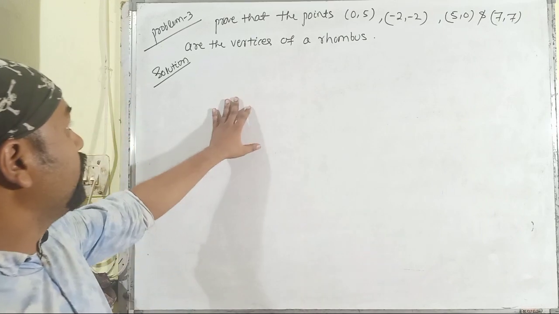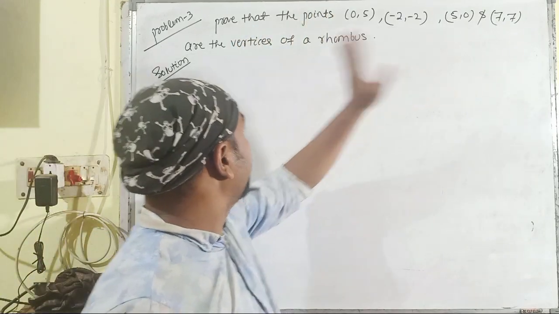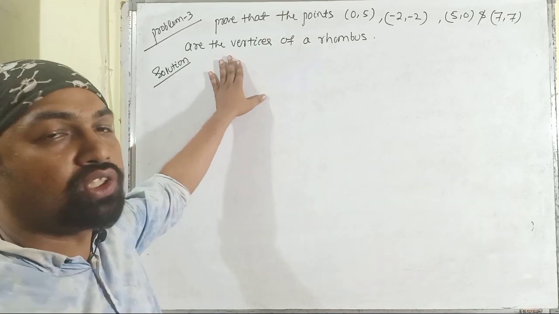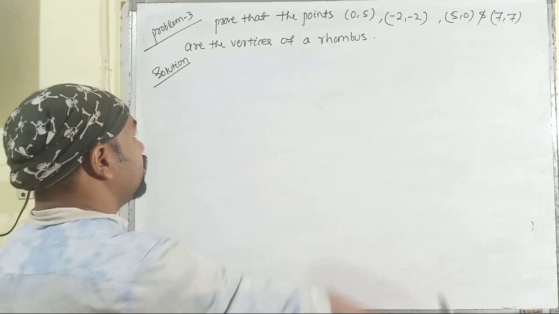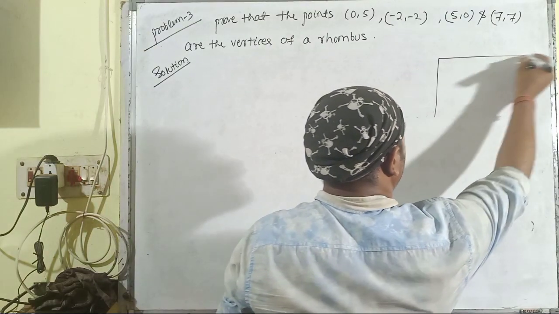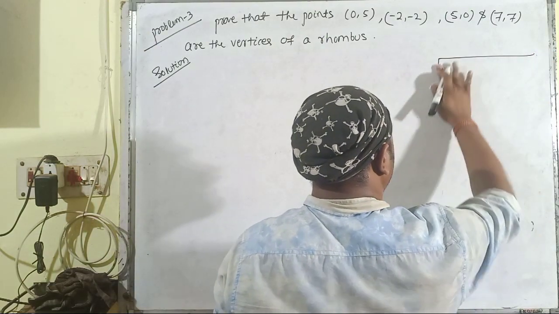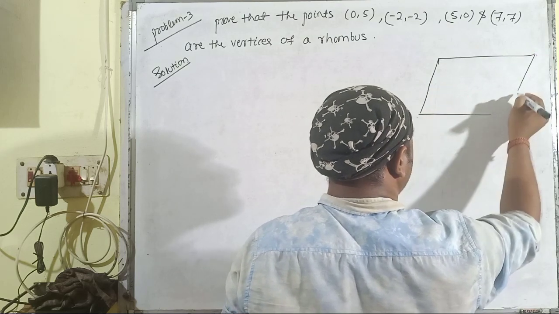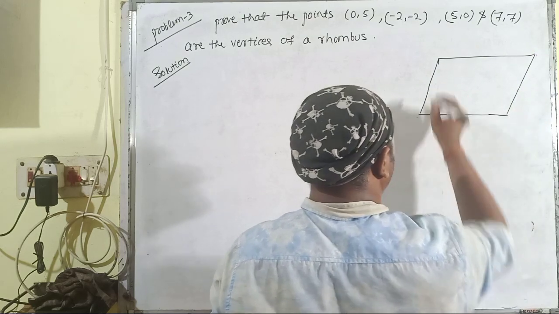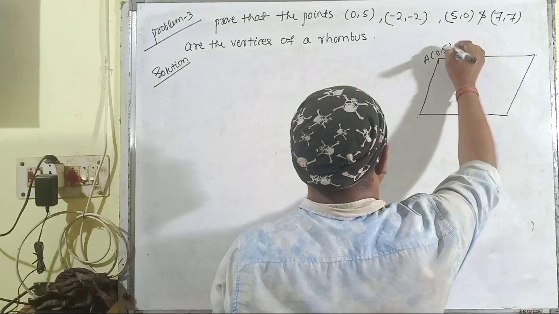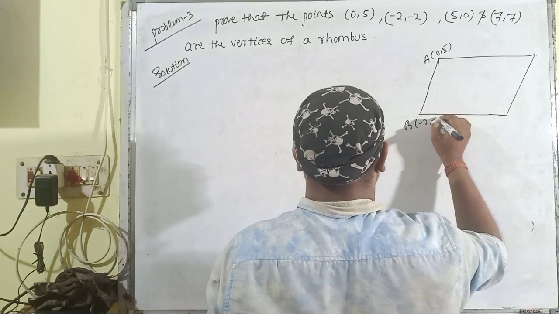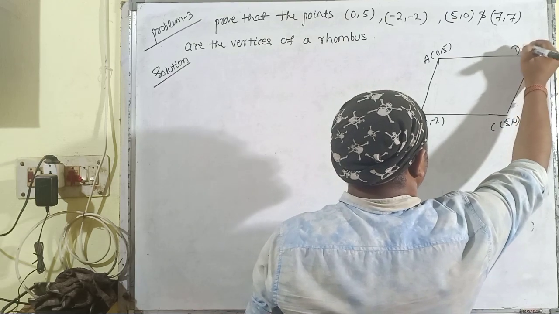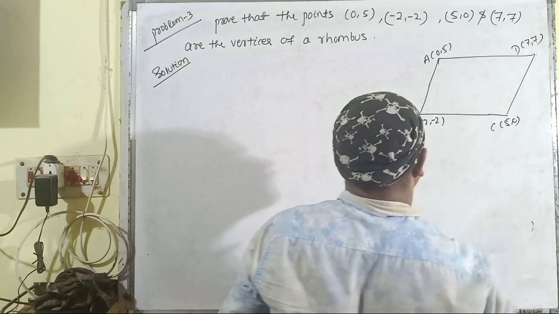In the third problem, we have to prove that the 4 given points are the vertices of a rhombus. We have to prove that this is a rhombus. This is A(0, 5), B(-2, -2), C(5, 0), and this is D(7, 7).